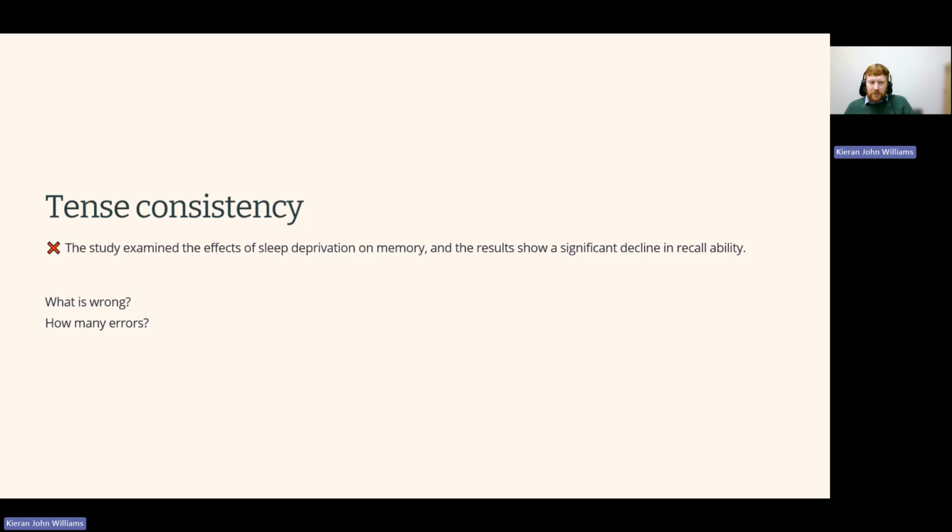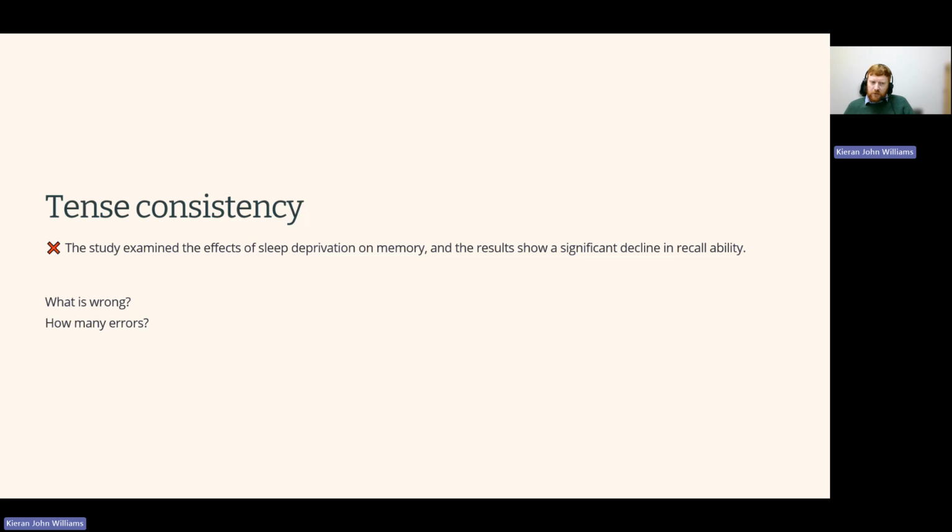All right, let's move on to tense consistency, which we mentioned a little bit about before. So here you can see that the sentence shifts tense. It goes from the study examined in the past to the results show, which is in the present. Now, if you are describing a study that is completed, then really both verbs should be in the past tense. It should be examined and showed.